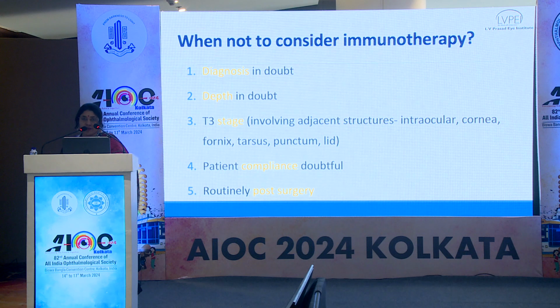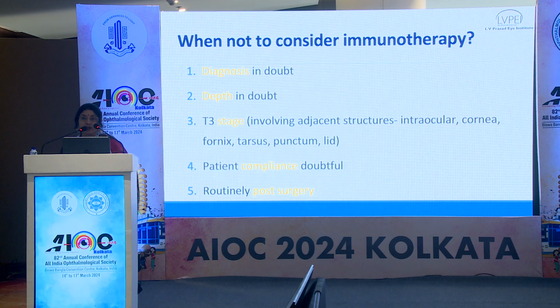So it is important, while we are discussing pharmacological options for treating OSSN, to understand when not to consider these immuno and chemotherapy: whenever the diagnosis is in doubt. These days we really don't do an incision biopsy for all cases, but whenever the diagnosis is in doubt, it is good to go ahead and do an incision biopsy, establish the diagnosis, and then go ahead with pharmacotherapy.